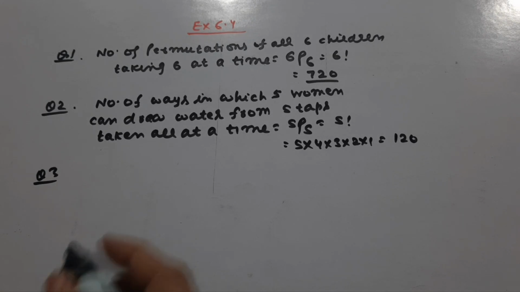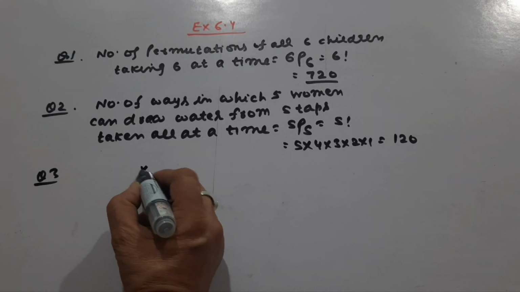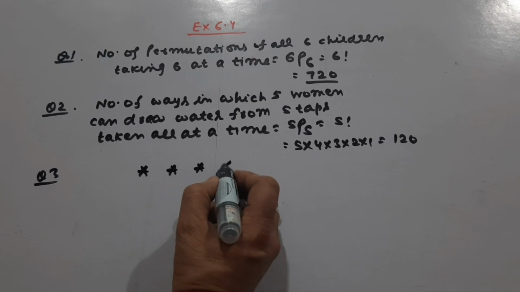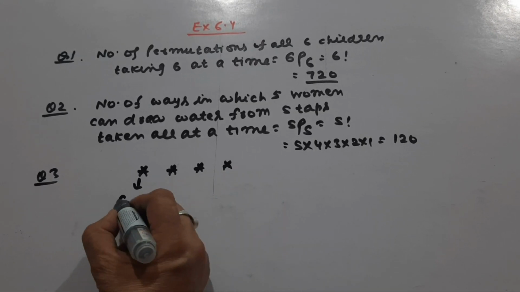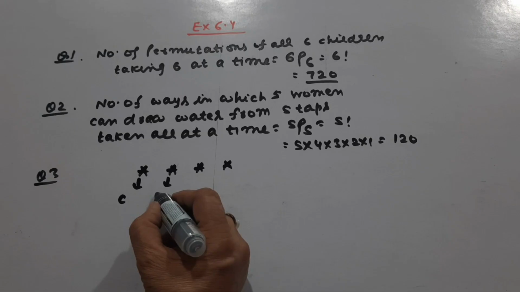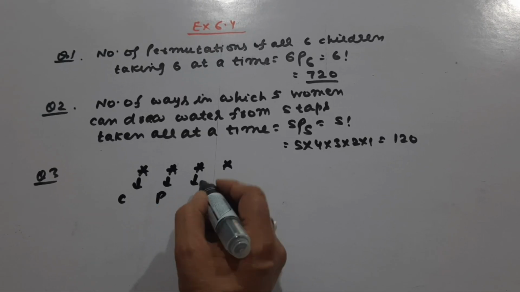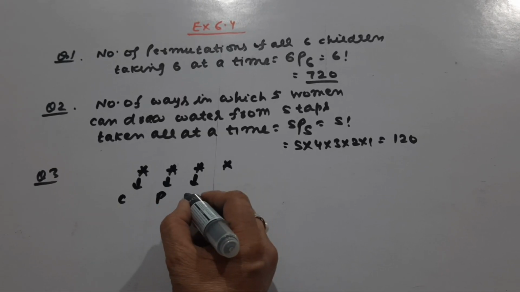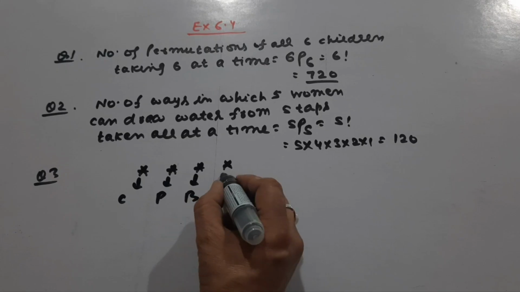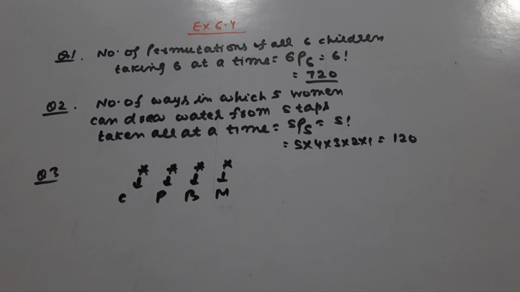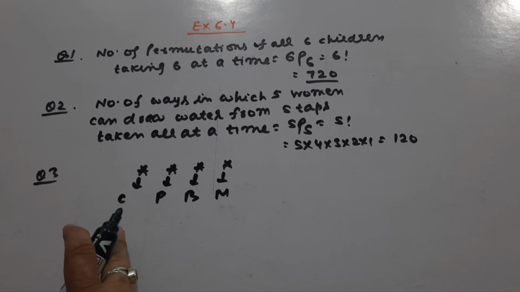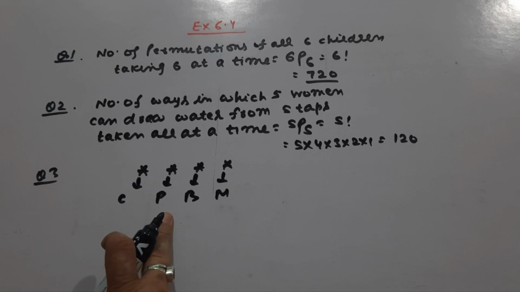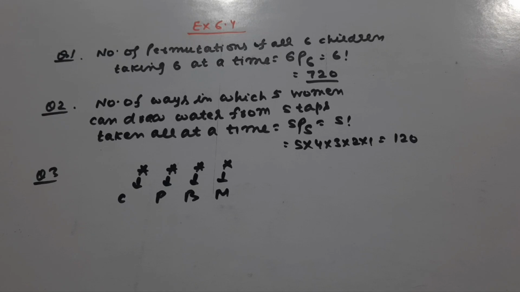Then in how many ways can 4 different books be arranged? So here we have 4 different books. One is of chemistry, other is from physics, then biology and maths. We have 4 books. One book is of chemistry, one is of physics, one is of bio, and one of maths. So in how many ways can 4 different books be arranged in a shelf?